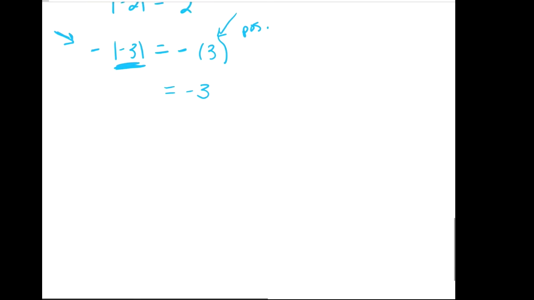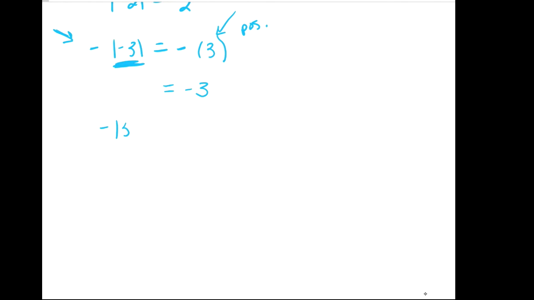Let me give you another example like that. What if I have the negative absolute value of 5? Well, again, I take the positive of what's in there, and it's already positive, which is 5, and then I apply my negative. So you always want to do the absolute value first, then apply the negative on the outside if you have one.